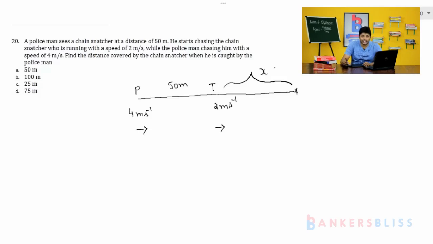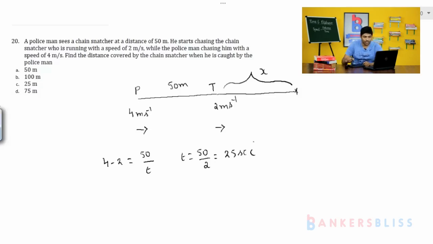Now, see here, both are travelling in the same direction. Then with the help of the relative speed, we can identify how much time the policeman is going to take to catch the thief. So, 4 minus 2 is equal to 50 by time. So, time is equal to 50 by 2, that is equal to 25 seconds.